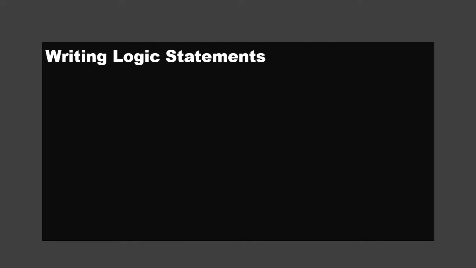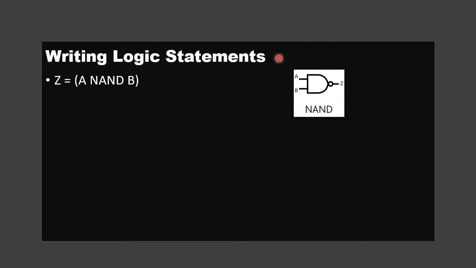The first derived gate is the NAND gate with the inputs A, B. The output is Z. So to write it in a simple logic statement, Z equal A NAND B. We know that the NAND gate is an AND gate with a NOT at the output. So you can rewrite it as Z equal NOT (A AND B).